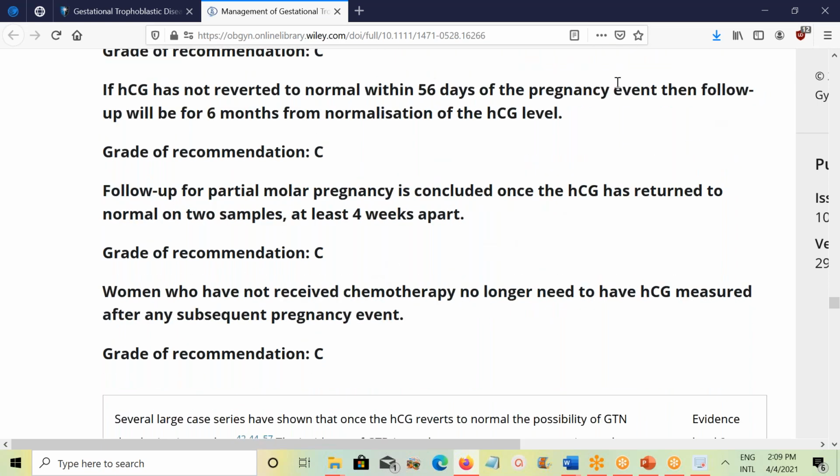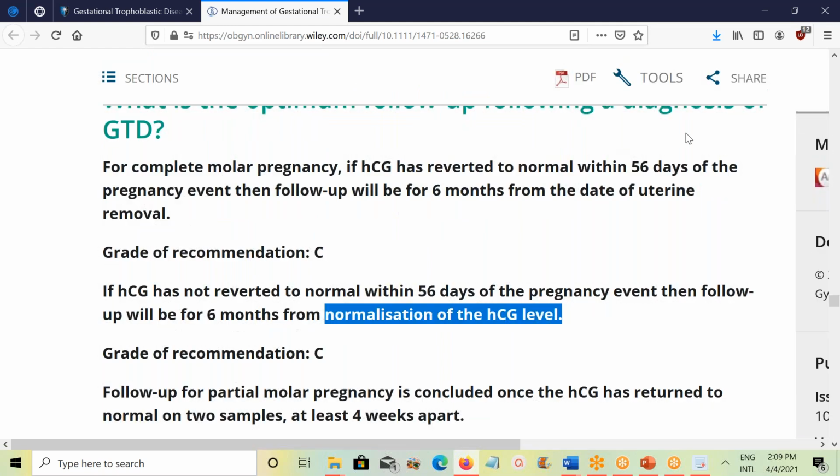Then, if HCG has not reverted to normal within 56 days of the pregnancy, what we will have to do is offer follow-up for 6 months from the date of normalization of the HCG. In the first case, it normalized within 56 days from the date of evacuation, the date of uterine removal. In the second one, if within 56 days it didn't return to normal, then we are going to offer weekly beta HCG, and then we will count 6 months from the date of normalization of the HCG.